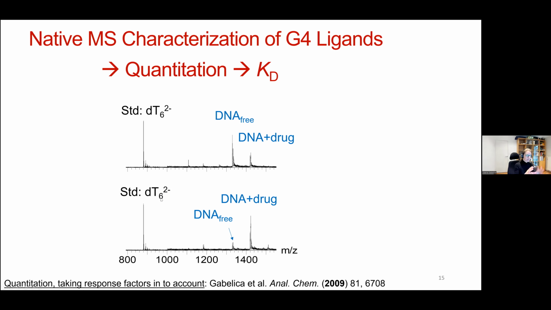If the sum of intensities is the same, it means the assumption of equal response factor is satisfied. And if it's not the same, we can actually use the T6 signal to correct for the relative response. That is a procedure described in this earlier paper. But what we found is that most of the time, the hypothesis of equal response is satisfied in the conditions we work in.